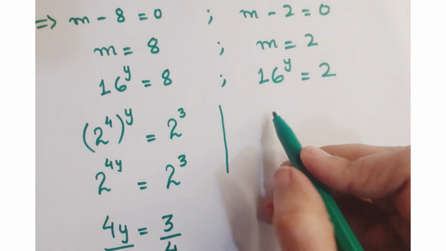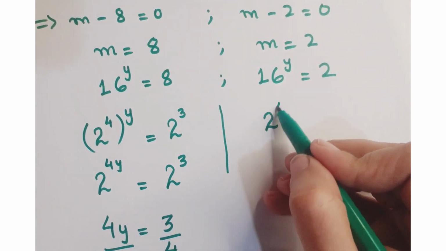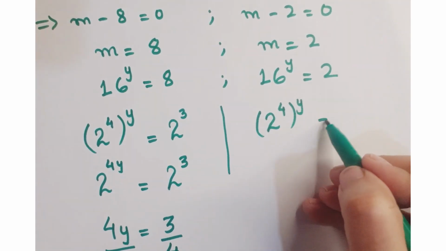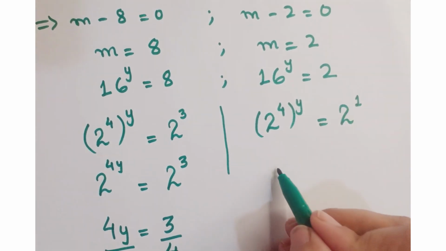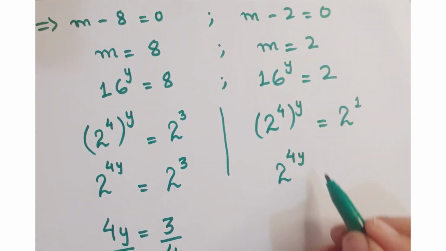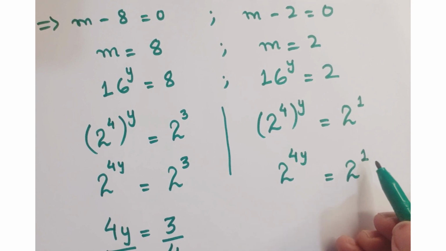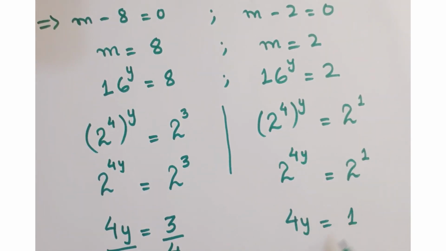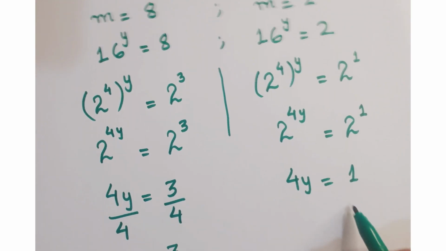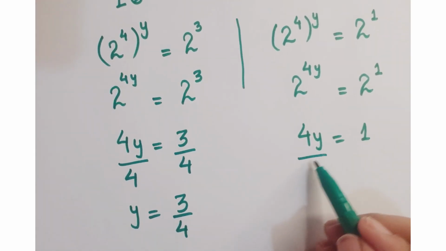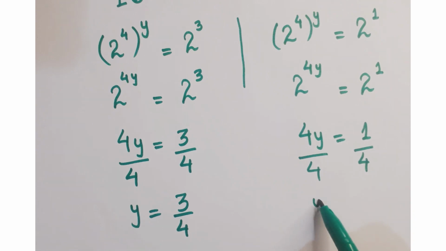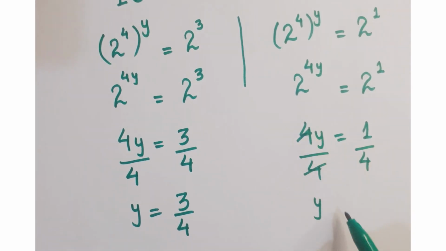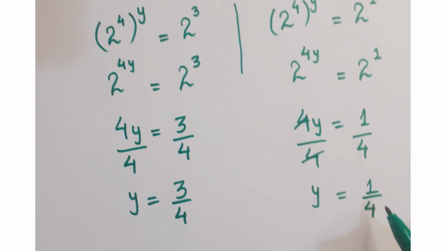Now resolving this, you can write this 16 as a power of 2 into 2 to the power 1. Further, you can write this 2 to the power 4y is equal to 2 to the power 1. Again we have the same bases, so just equate their exponents. So we get 4y is equal to 1. Now we are going to divide by 4 on both sides. So we have y is equal to 1 upon 4.